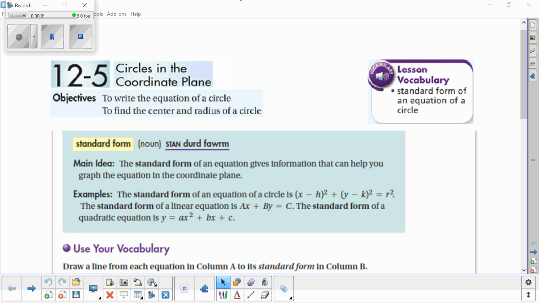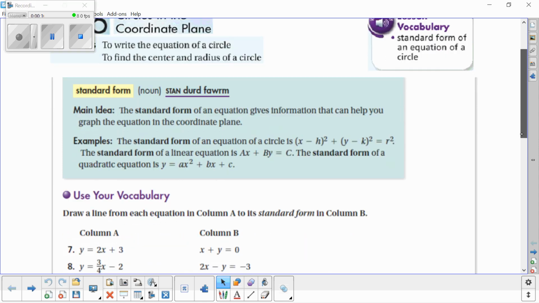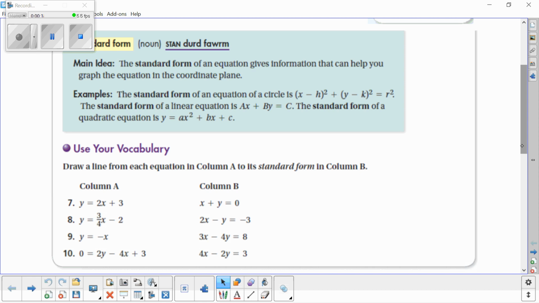We're going to do lesson 12.5. In 12.5, we're learning how to create equations for circles in a coordinate plane. So that's what we're going to look for here. We're going to be talking about standard form of an equation. And check this out right here. That's what we're going to use in this lesson. Go ahead and do this. Use your vocab, and you can check back and see if you matched them up.